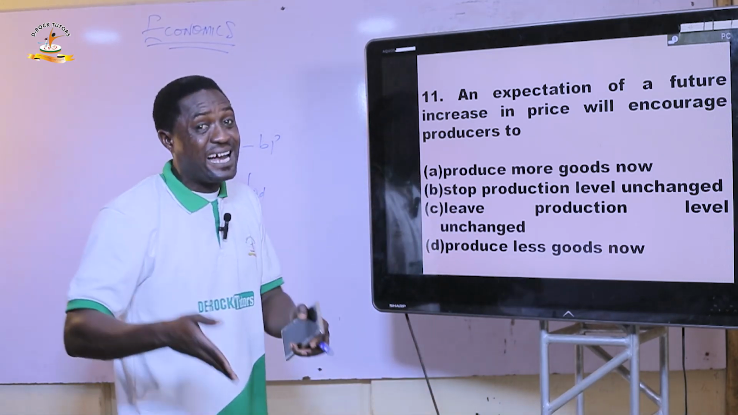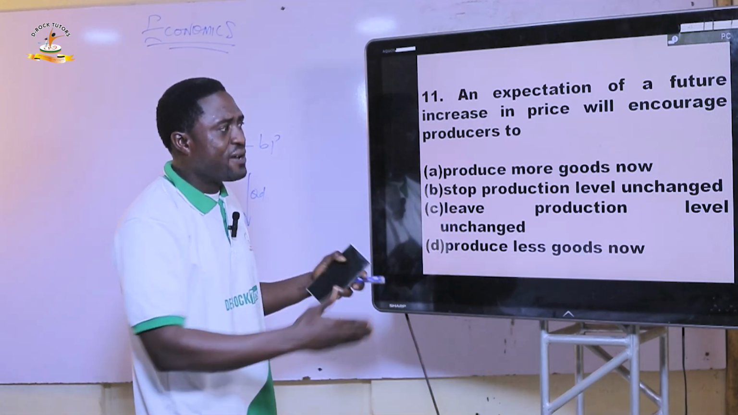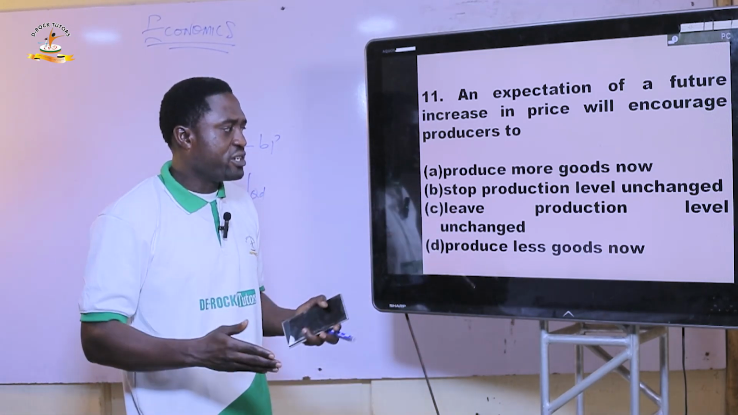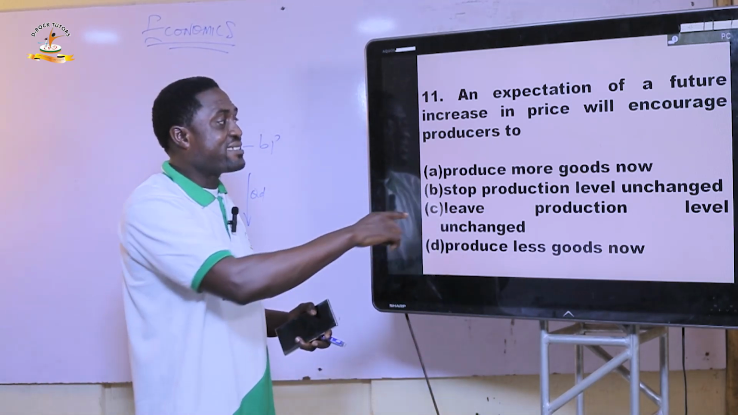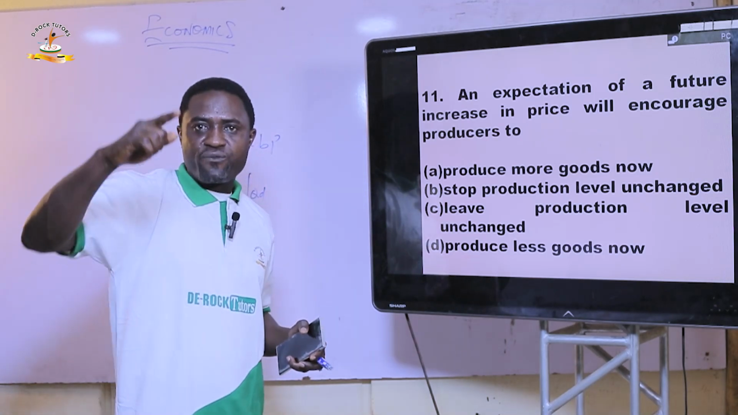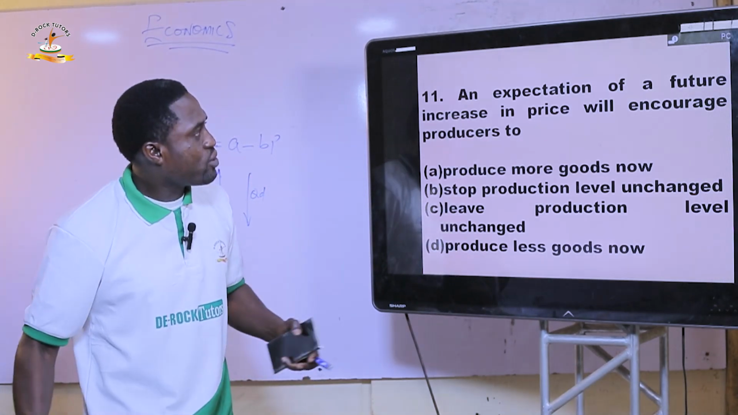A, produce more goods now. That is the answer. But let's check the other options. B, stop production level of change. No. C, leave production level of change. No. D, produce less goods now. You can't produce less. The perfect answer is produce more goods now so that you can take advantage of the future increase in price and make more money. You understand? The next question.